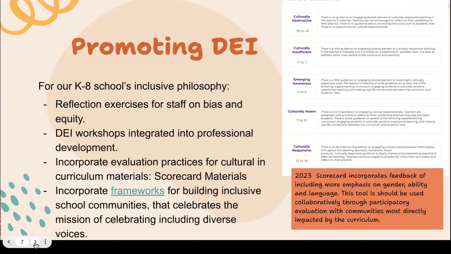The goal would be that by promoting DEI, our school will have more reflective opportunities for staff. We will integrate more professional development workshops that relate directly to DEI. We would also use the scorecard to rate our curriculum, especially English curriculum, which I linked here for you guys to view. It really is a tool that should be done collaboratively, and it focuses on gender, language, and ability. It should be done in a collaborative meeting. We also have the CRSE framework for building inclusive school communities, which I attached. That's how we used it at my previous school to have more voices heard.